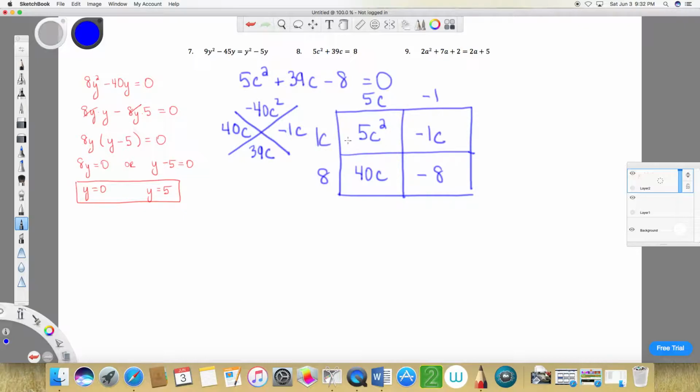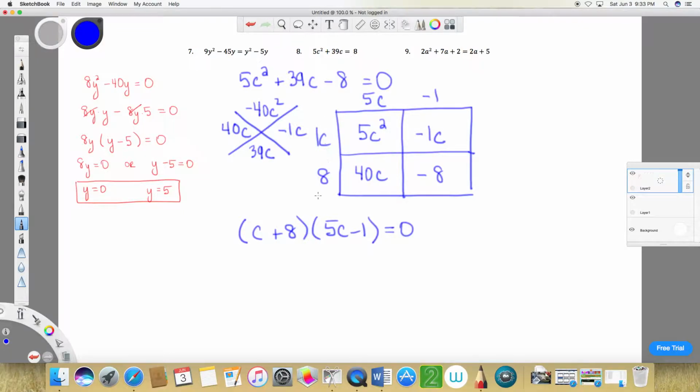So let's double check and make sure I haven't made a silly mistake. 1c times 5c is 5c squared. 8 times 5c, 40c. 1c times negative 1 is negative 1c, and positive 8 times negative 1 is negative 8. So it looks like that I've done that correctly. Let's write down our binomials. c plus 8 times 5c minus 1. And remember to set it equal to 0.